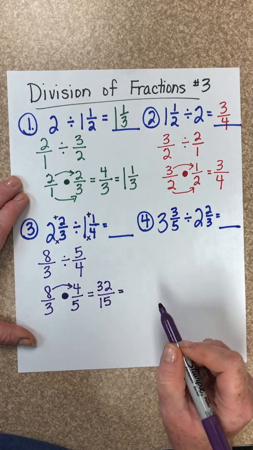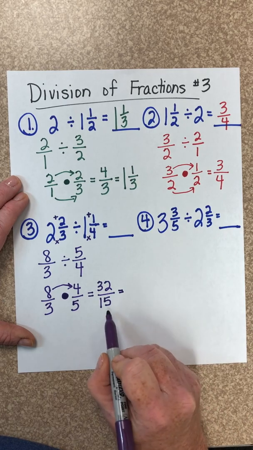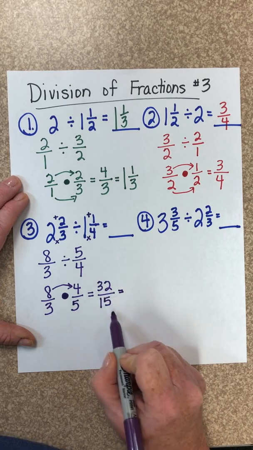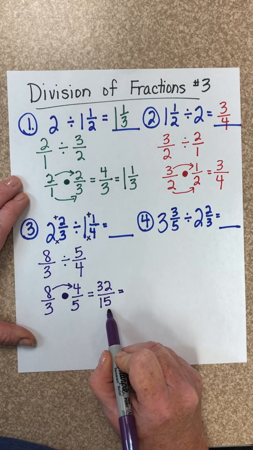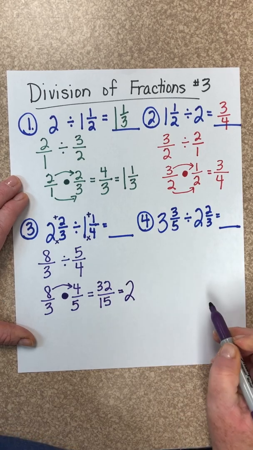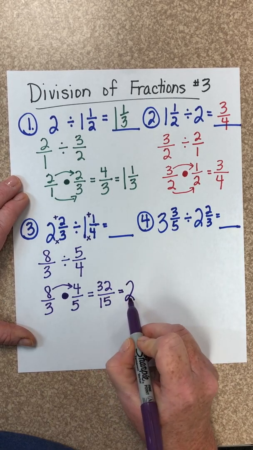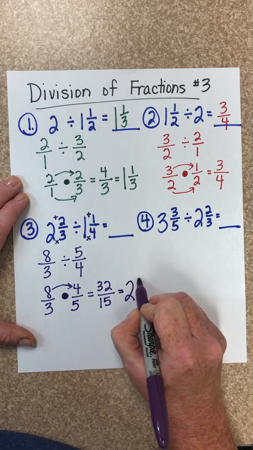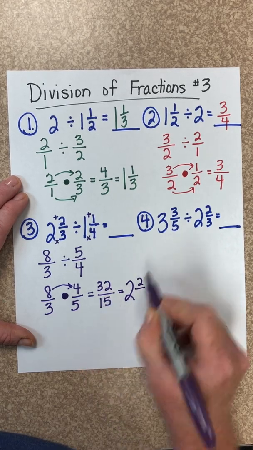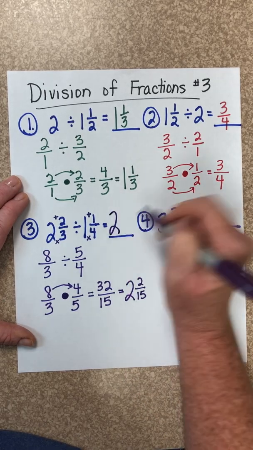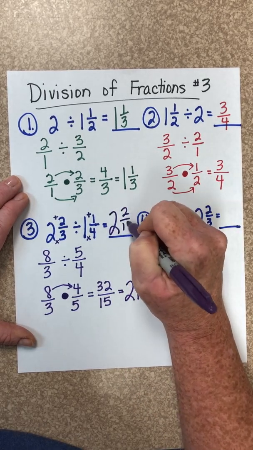So to do that, we're going to use our 3 steps. How many 15s can we get out of 32? That would be how many groups of 15 are in 32? That's 2. Well, 15 times 2 is 30, and 32 minus 30, how many's left over? 2. And the denominator stays the same. So the answer is 2 and 2/15.